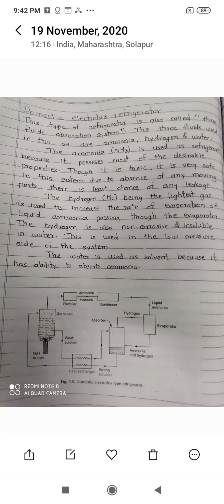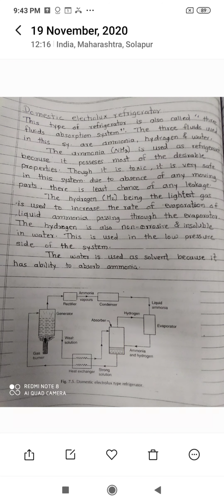If you see the diagram carefully, if you start the working from the condenser, in the condenser ammonia gets condensed, and that liquid ammonia enters the evaporator. In the evaporator that ammonia gets vaporized. The rate of evaporation of ammonia increases with the help of the lightest gas, hydrogen. So the cooling effect increases. After vaporization, that vaporized ammonia and hydrogen enter the absorber. In the absorber, water absorbs the ammonia and the solution becomes strong, and the hydrogen returns to the evaporator.